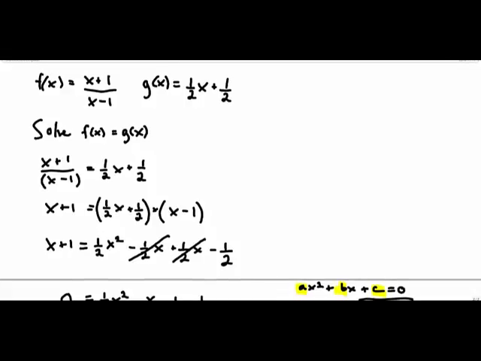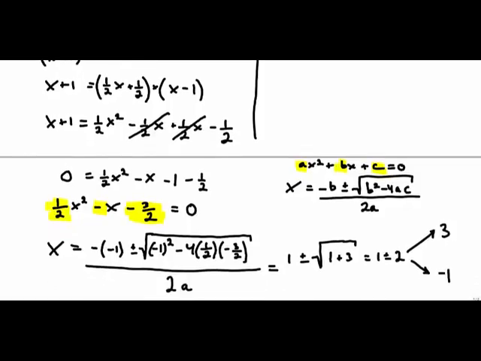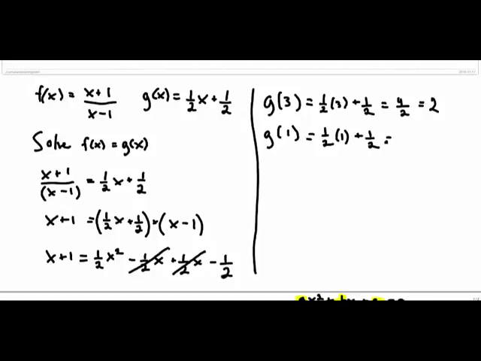Okay, so g, let's do it here actually. So g of, and then we have to remember the roots, the x values, 3 and minus 1, so g of 3, and we have to find out g of 1. G of 3 is a half times 3 plus a half. Oops, a half is equal to 3 halves plus a half is equal to 4 halves, which is equal to 2. A half times x, x is 1 plus a half is equal to, a half plus a half is equal to 1.